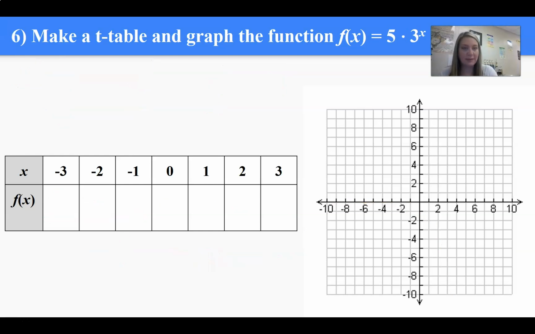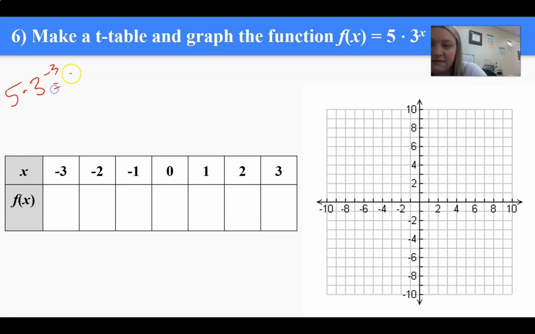Now let's see what happens when we multiply by something. So 5 times 3 to the power of x. Okay, so 5 times 3 to the negative 3. We already did this in, which one? This is our first one, right? Yeah, number 1, we already made the table for 3 to the power of x. So because I have that, I can go back and multiply each one of those by 5 because we already made it. But I'm going to show it to you by hand in case we hadn't already made it.